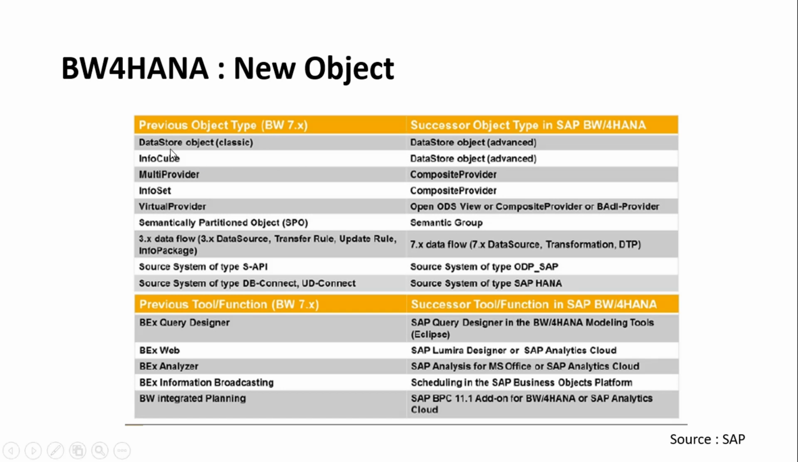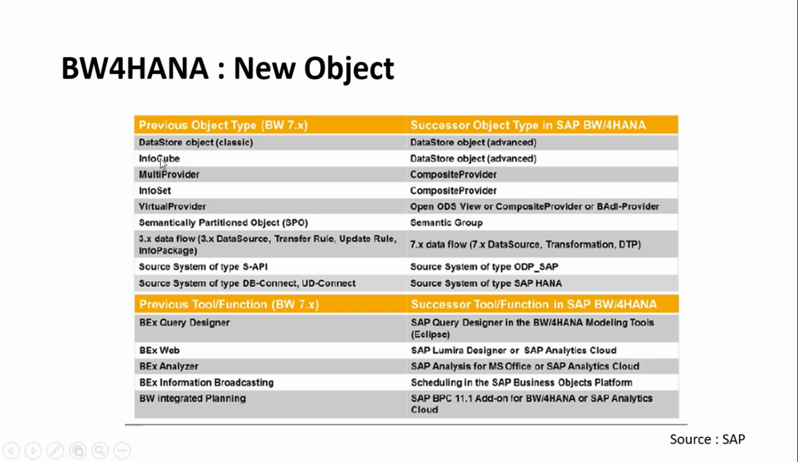So we earlier used to have data store object, which was a classic DSO. Now we have advanced DSO. The core idea remains the same, that it is a flat structure, but there are a few things which have been tweaked. That's why it is called advanced DSO, and we have more versions than the earlier one. We'll see when we go into ADSO details.